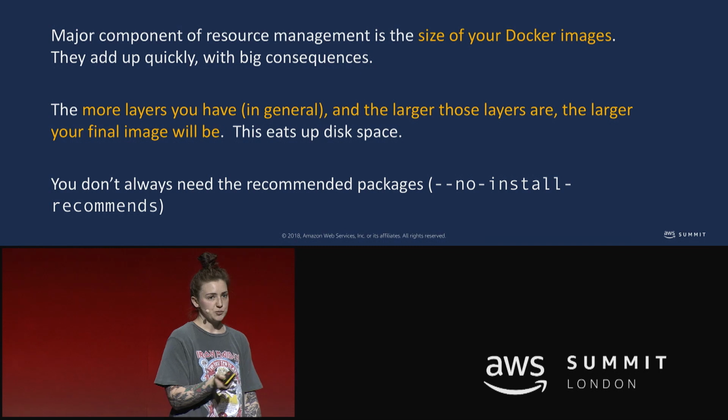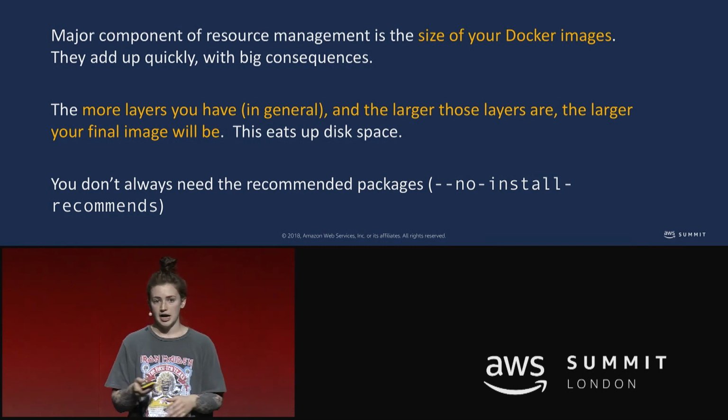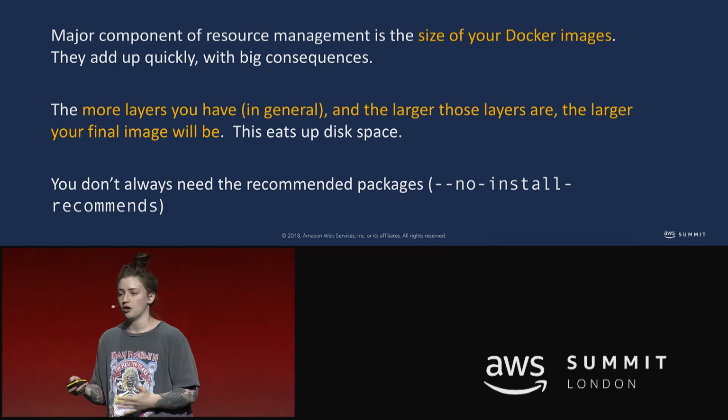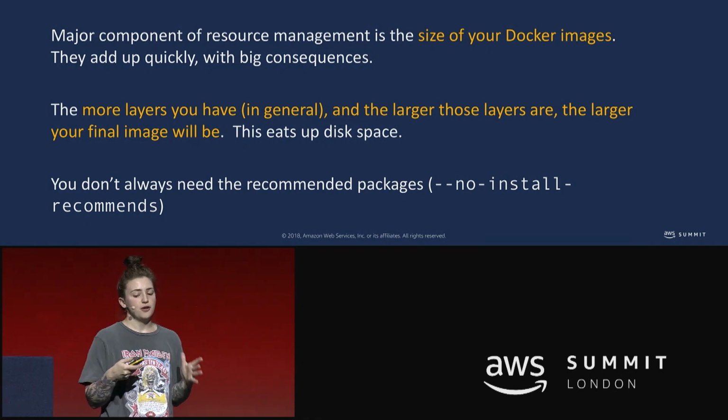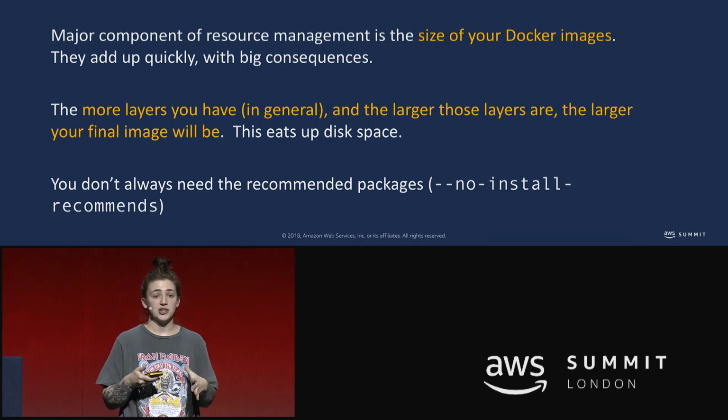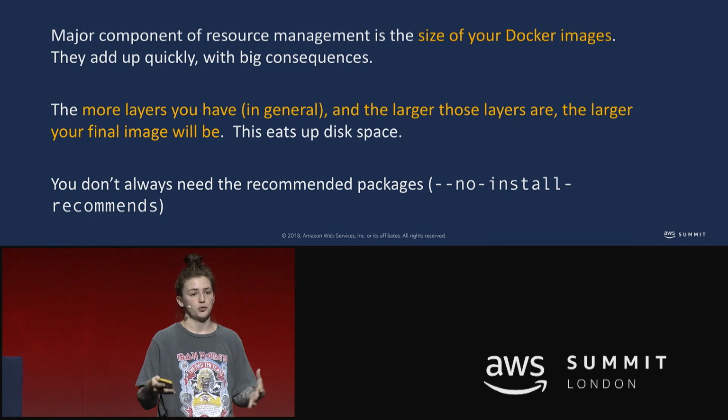This is not ECS-specific advice, although I guess some of it is. It also applies to Kubernetes or Fargate or Mesos or Swarm or whatever you're using. But a major component of your resource management is going to be how big or how small your Docker images are. Those add up really quickly, and they have really important consequences, right?